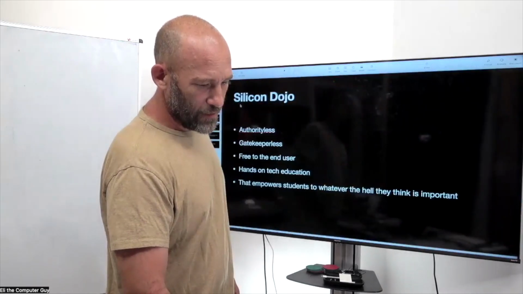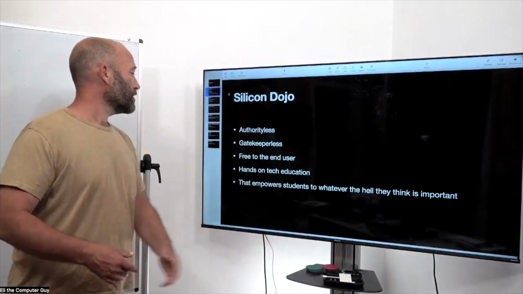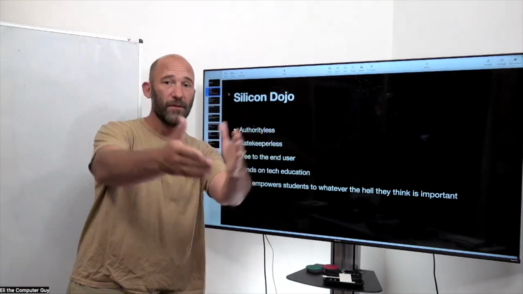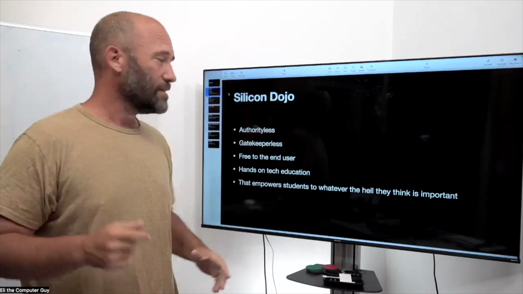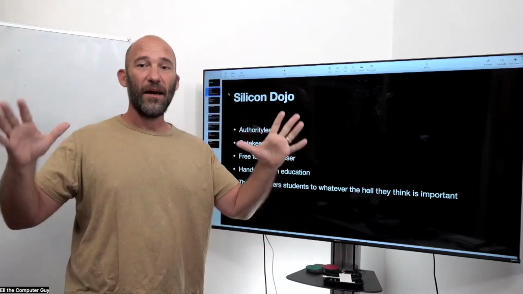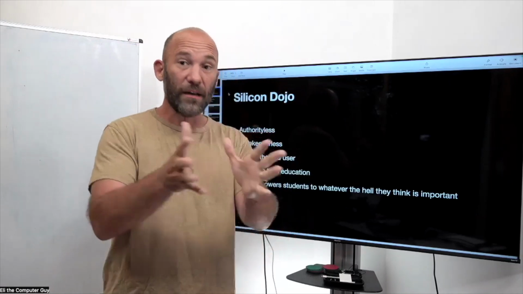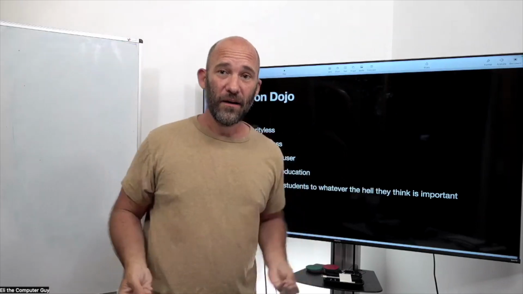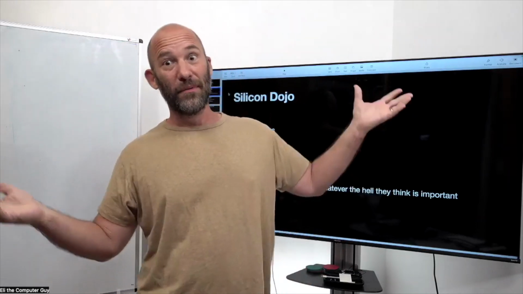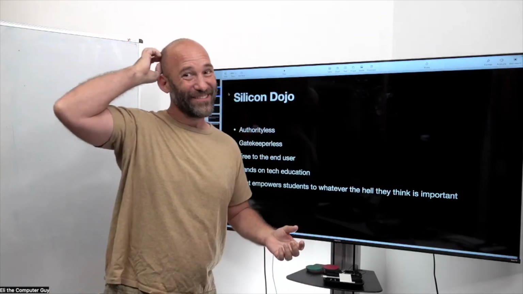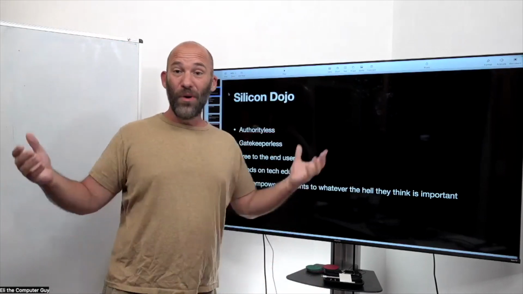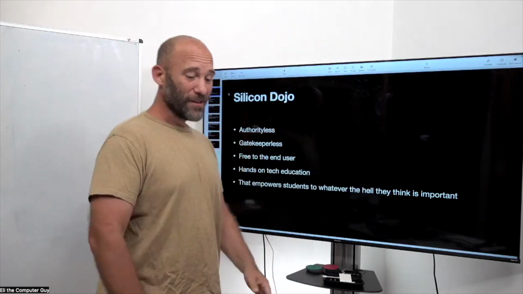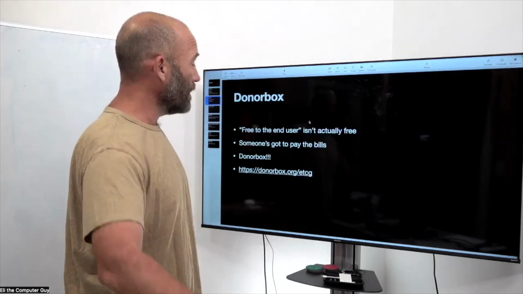Silicon Dojo, if you're new: authorityless, gatekeeperless, free to end user, hands-on technology education that empowers students to do whatever the hell they think is important. I've been doing tech education since 2009, and I've been doing tech since 1996. My whole question here is, can we make tech education as available as water? What if there was a world where education simply existed? Wouldn't that be cool? I'm trying to figure out how that works. That's the idea of Silicon Dojo. What if this simply was here? Whoever wanted to come to learn could come to learn, and I would try to teach them as best I could. Again, free to the end user.